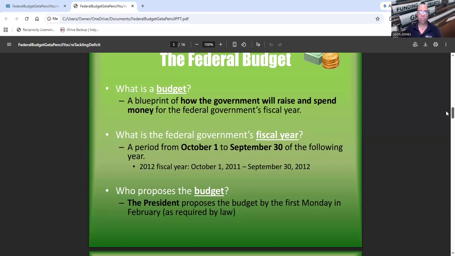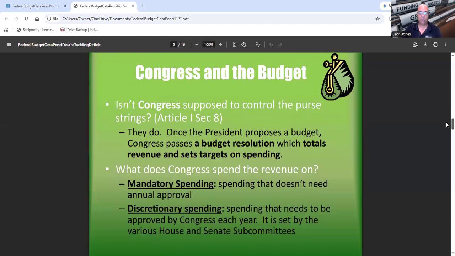Now, who proposes the budget? The president proposes the budget by the first Monday in February, and that is required by law. Now, Congress is also part of the budget. That's right. And this is where we always have the contentions with Congress, the House and Senate.